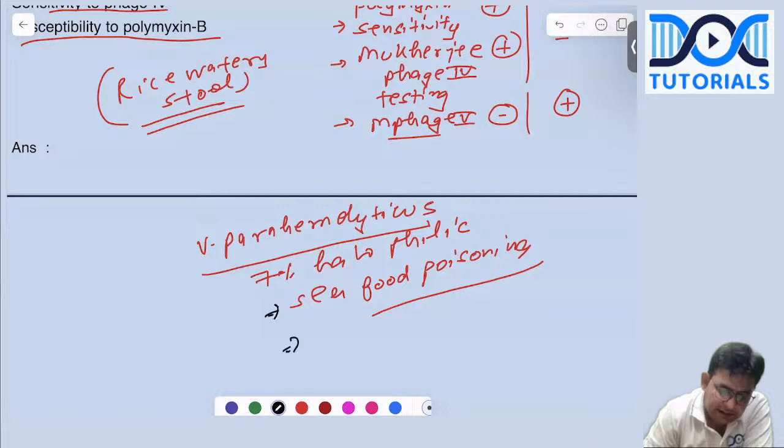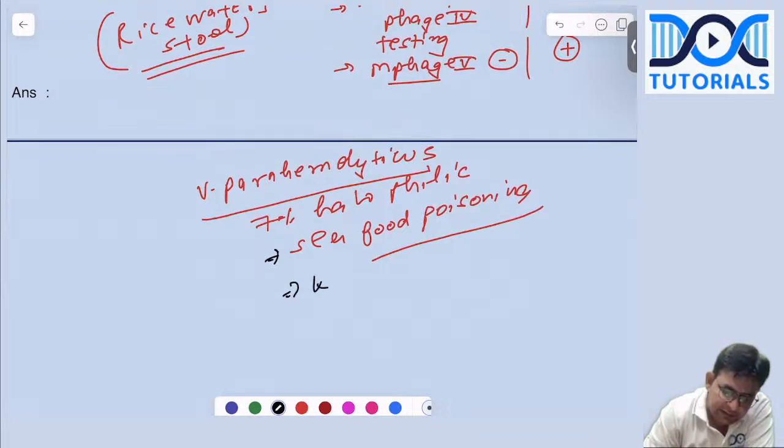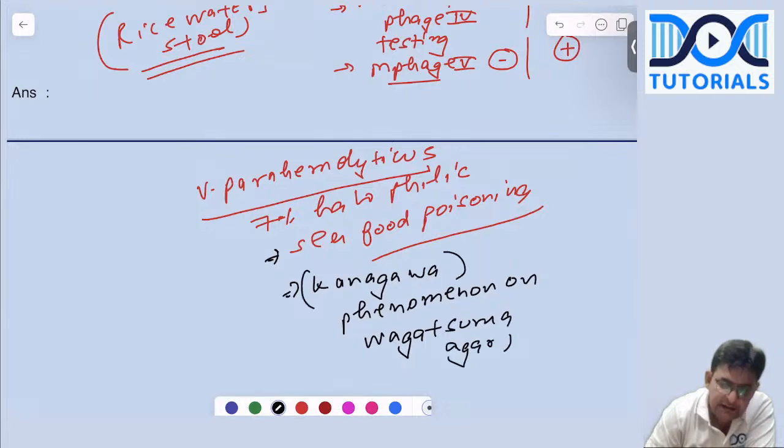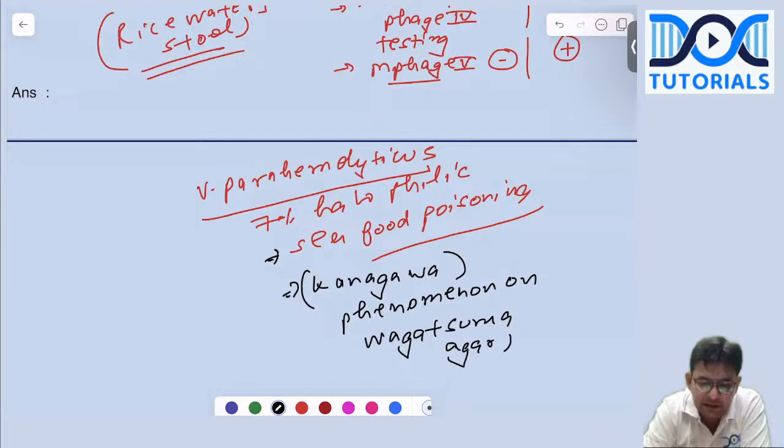After that, the question which might be there in the exam is the Kanagawa phenomenon. On which particular agar? Wagatsuma agar. And what is this Kanagawa phenomenon? It is enhanced beta hemolysis on Wagatsuma agar. And Wagatsuma agar is what? High salt content agar.